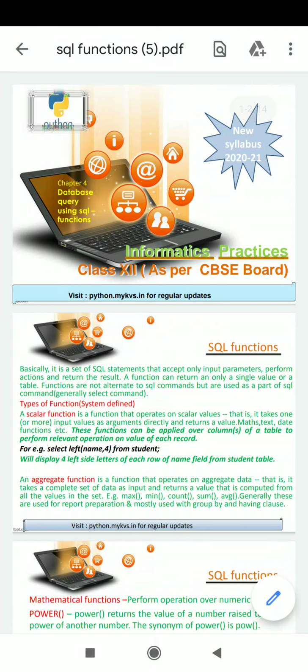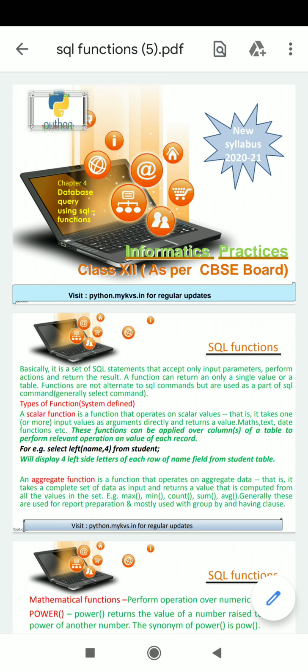In our previous class, 7 days before, we started to learn from Unit 2, that is MySQL functions and joining operations. We learned in our previous class what is function, types of functions.